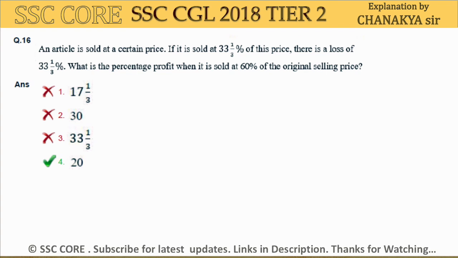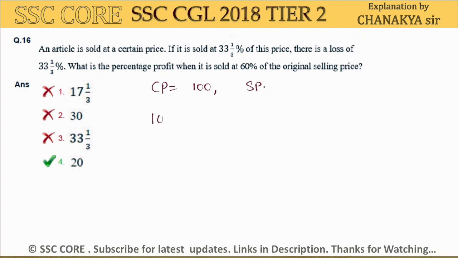An article is sold at certain price. If it is sold at 33 1/3% of this price, there is a loss of 33 1/3%. What is the percent profit when it is sold at 60% of original selling price? See, nothing is given in terms of rupees. An article is sold at certain price. I am taking cost price as 100. We don't know selling price. It is sold at 33 1/3% of this price. There is a loss of 33 1/3%.